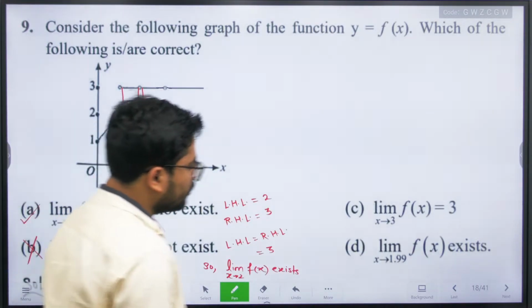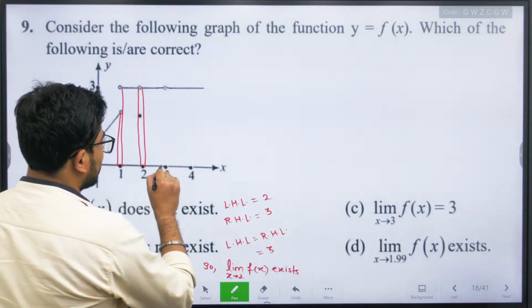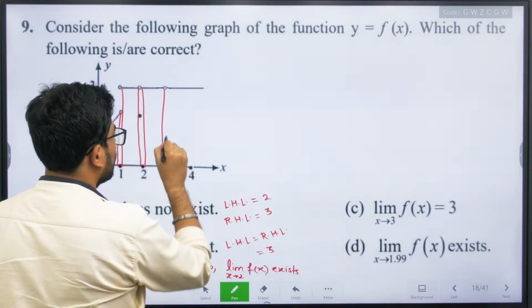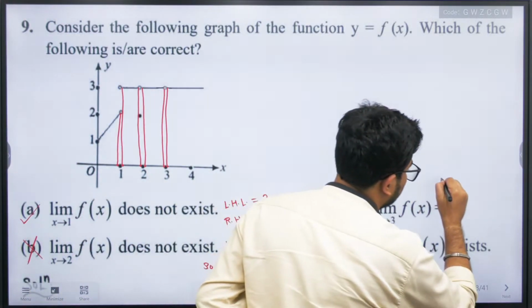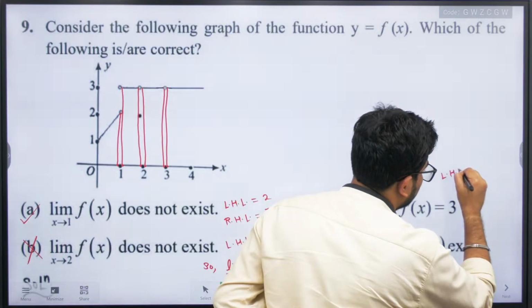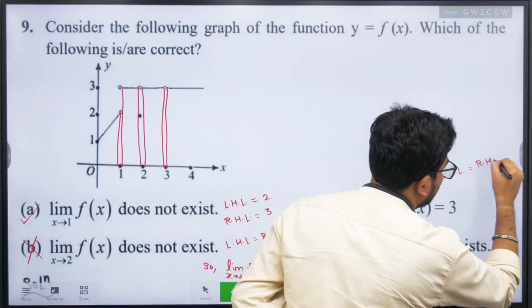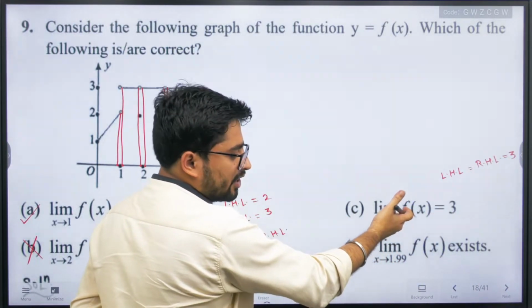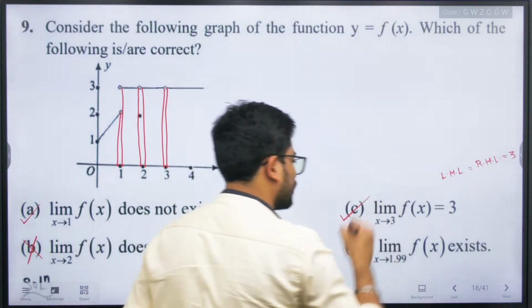Okay, now for this one, limit x tends to 3, f(x). Clearly f(x) is very close to 3. So the left hand limit is equal to the right hand limit, both equal to 3. So the limit of your function exists at 3, and that value is 3. So this is the correct one.